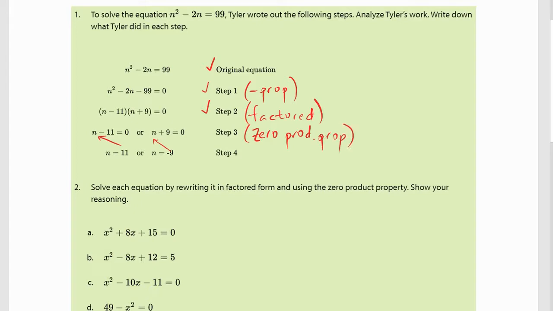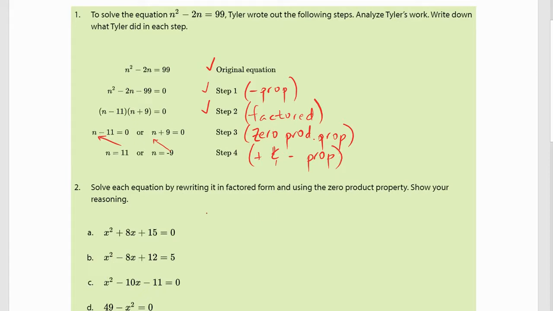which was what do you have to plug in to get 0? And then, of course, he just solved, right, with the addition and the subtraction property for those two scenarios. The n minus 11, he added the 11. For n plus 9, he subtracted the 9. So addition and the subtraction property for the last pieces.